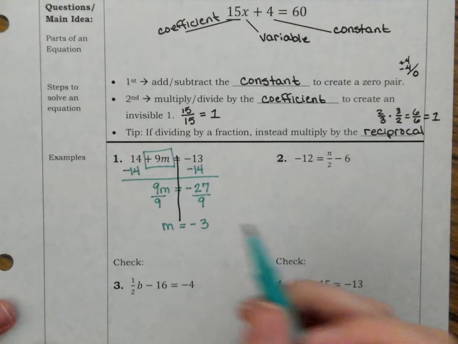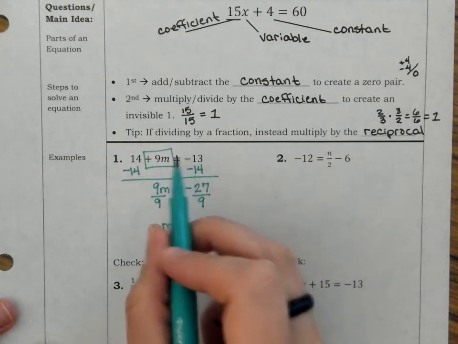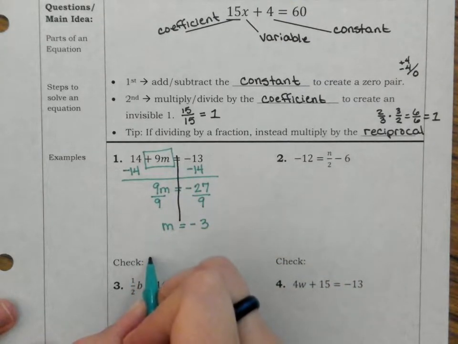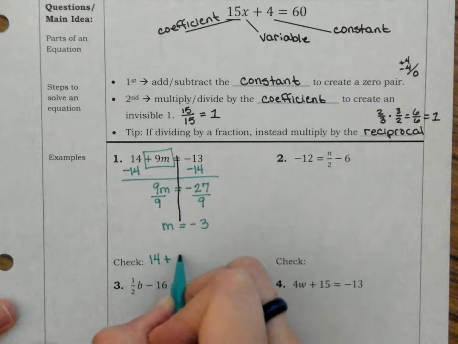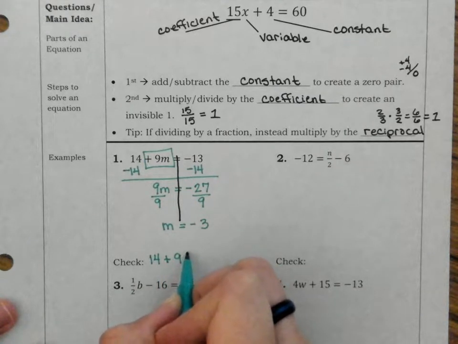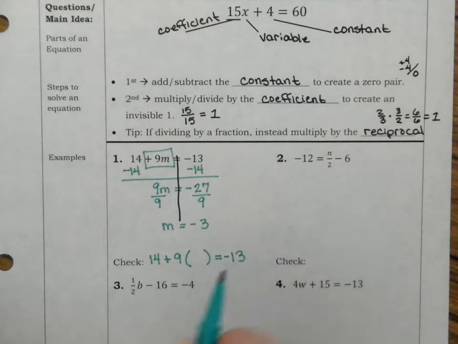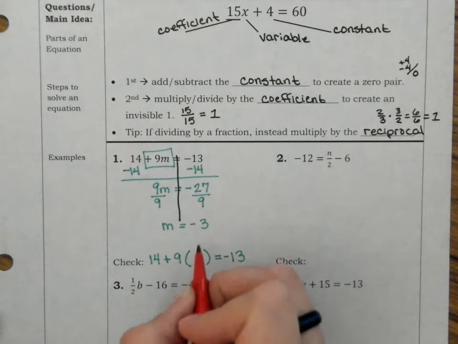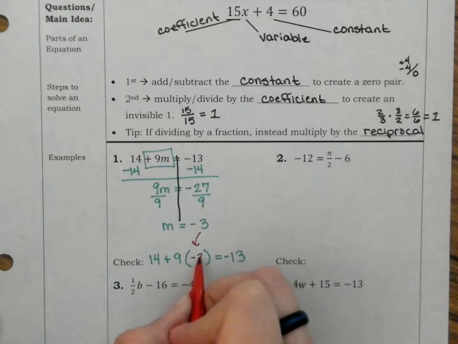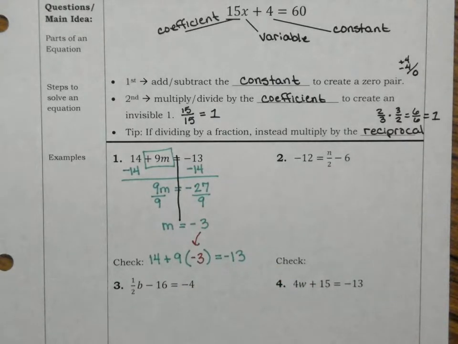We check our work by plugging this answer back in for m. So I'm going to write the whole equation again, 14 plus 9, but instead of putting m, I'm going to put parentheses equals negative 13. And what I'm going to put there is my answer. I got negative 3. And if I were to type that into the calculator, it would tell me if it was true or false.